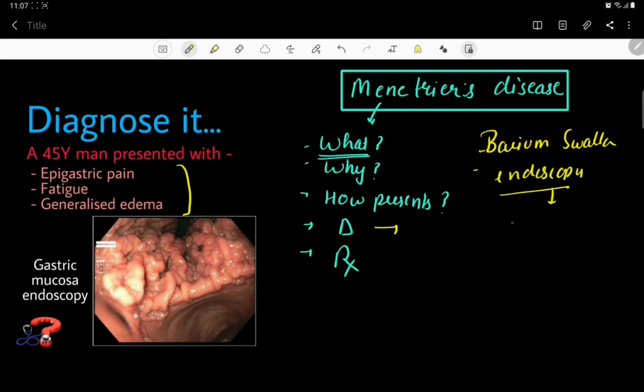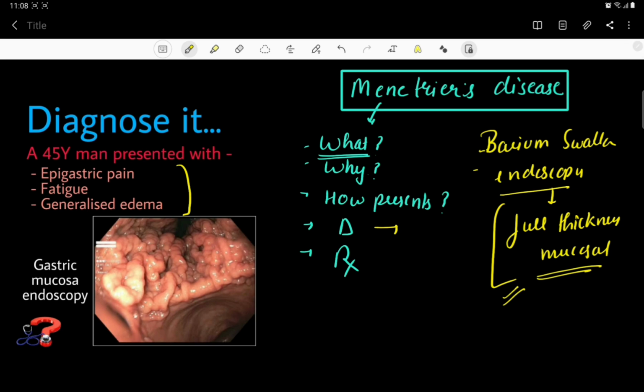And with endoscopy, we also go for this full thickness mucosal biopsy. We must go for this full thickness mucosal biopsy because, as we discussed earlier, there are a lot of mimickers of this disease. So to differentiate this Menetrier's disease from those mimickers, we should go for this full thickness biopsy.